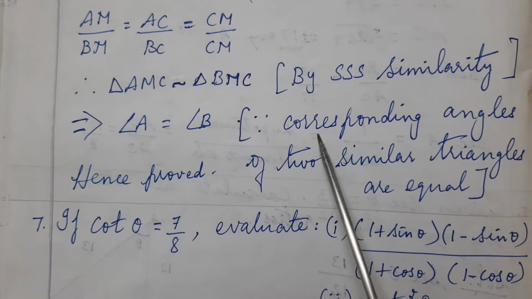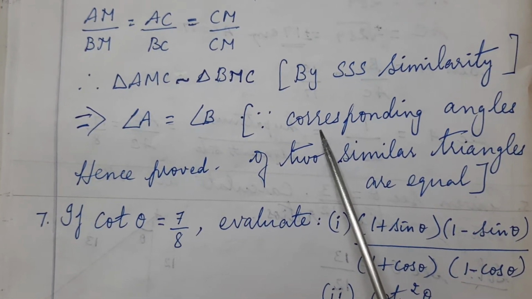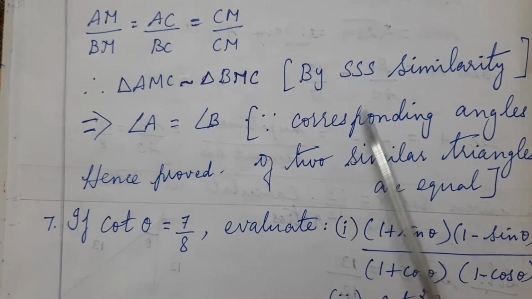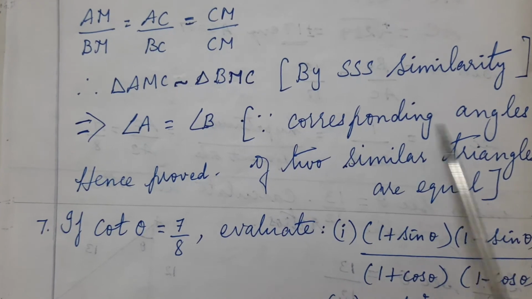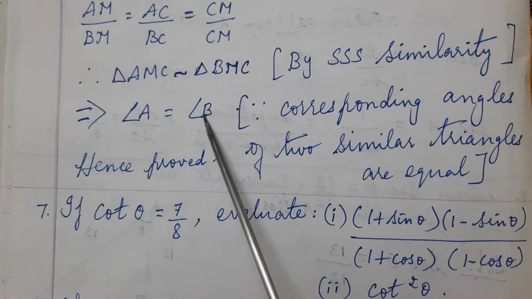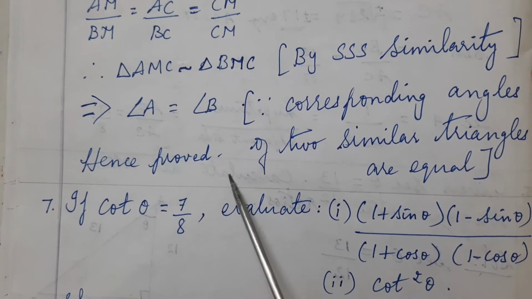As we say by CPCT, all the corresponding parts of congruent triangles are equal. In the same way, since they are similar, corresponding angles of the two similar triangles are also equal. So angle A is equal to angle B, hence proved.